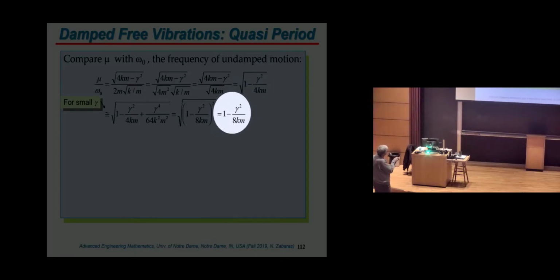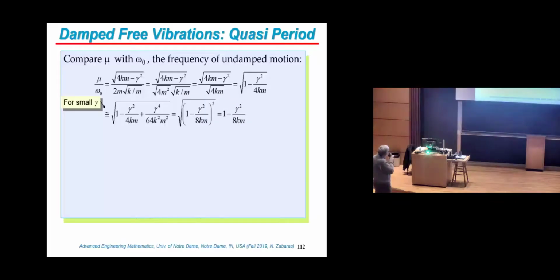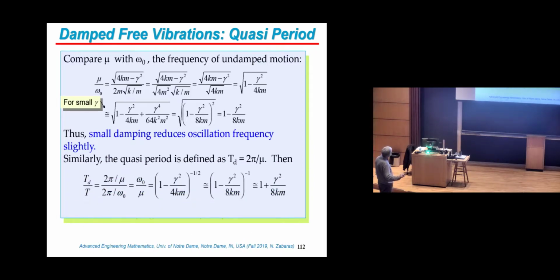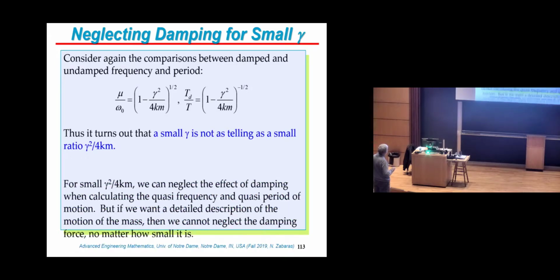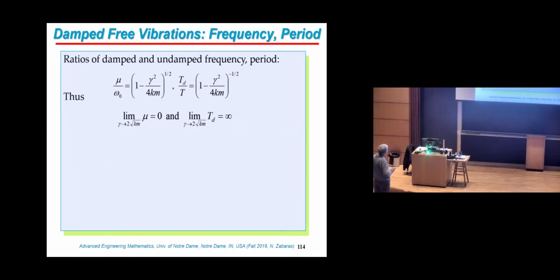And so for small damping, mu over omega 0 looks like that. So what happens to the frequency when you have damping versus the natural frequency? Does it get bigger or smaller? Smaller, okay? So the frequency is reduced, and obviously for the period, the opposite will happen, and here is an approximation for the period. So these are for the comparison, so we don't want to say very much.